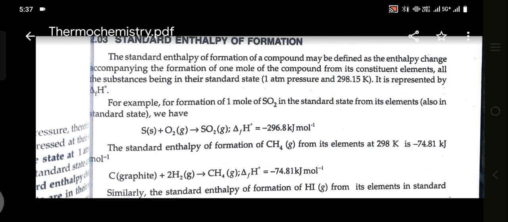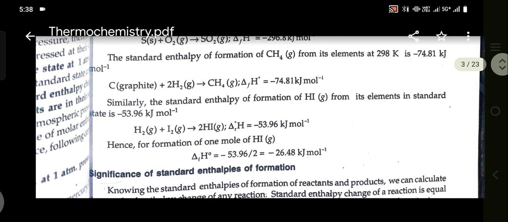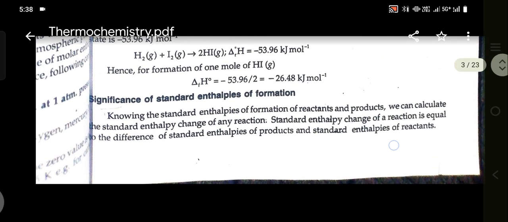The standard enthalpy of formation of CH4 gas from its elements at 298 Kelvin is −74.81 kJ per mole: carbon graphite plus H2 gas gives CH4 gas. Similarly, the standard enthalpy of formation of HI gas from its elements in the standard state is −53.96 kJ per mole.